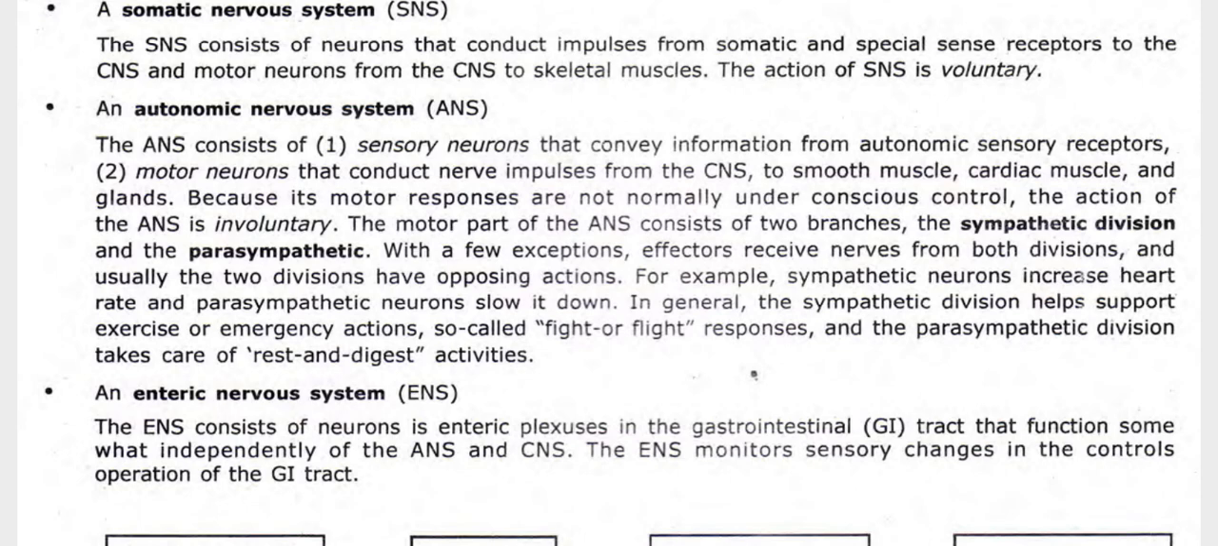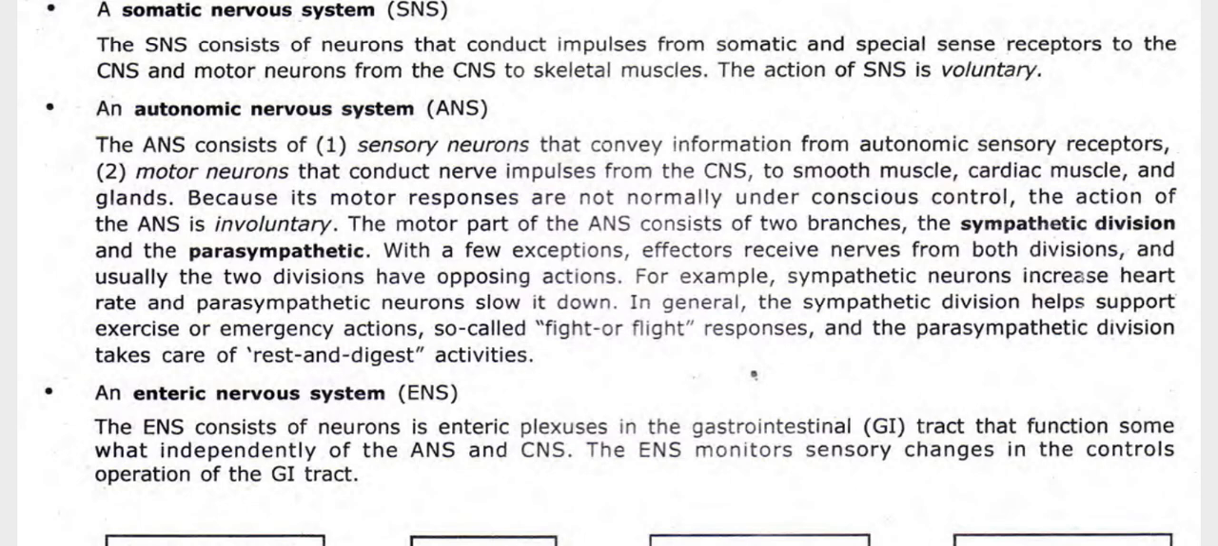Because its motor responses are not normally under conscious control, the action of the ANS is involuntary. The motor part of the ANS consists of two branches, the sympathetic division and the parasympathetic division. With a few exceptions, effectors receive nerves from both divisions, and usually the two divisions have opposing actions. For example, sympathetic nerves increase heart rate and parasympathetic neurons slow it down. In general, the sympathetic division helps support exercise or emergency action, the so-called fight or flight response, and the parasympathetic division takes care of rest and digest activities.